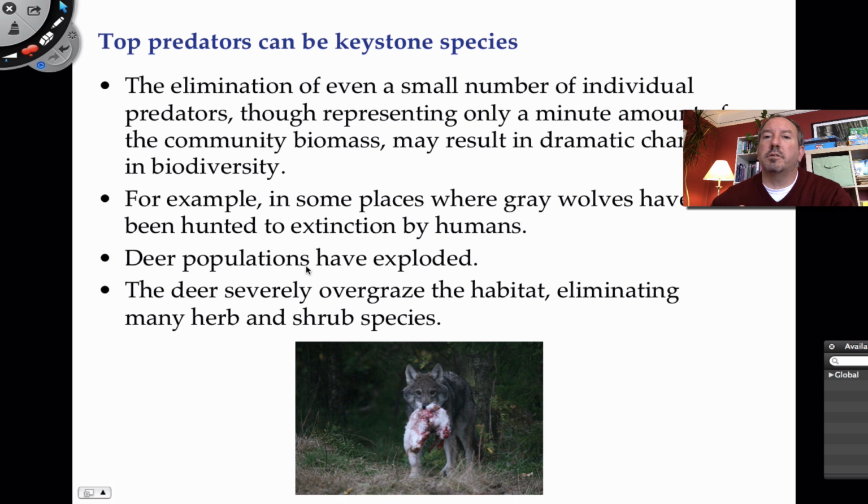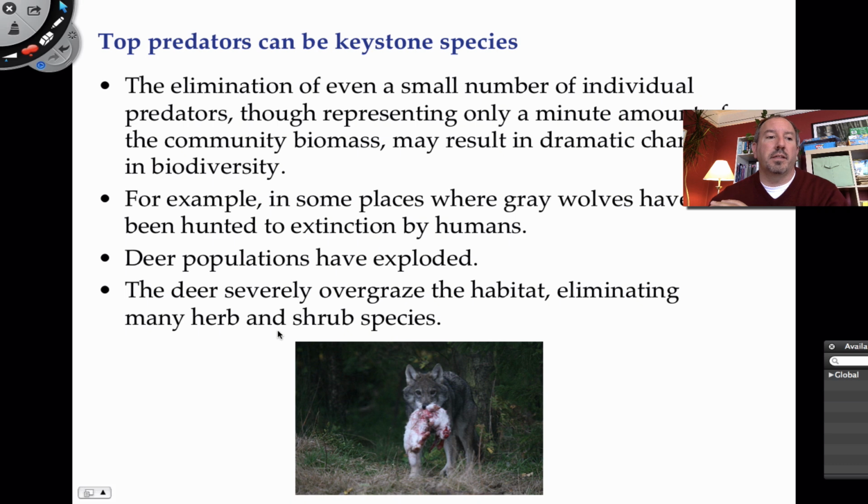And so the deer, and you're like, yay, I like deer. This is a good thing. Not necessarily, because when the deer get out of hand, they start to overgraze the habitat. And you're like, oh, whatever. No, not whatever, because they're eliminating a lot of the grasses and herbs and shrubs.